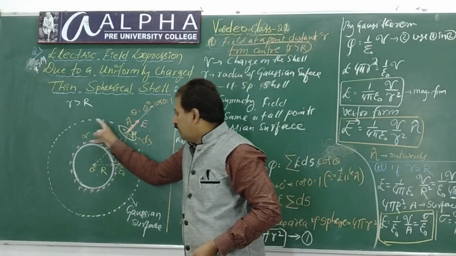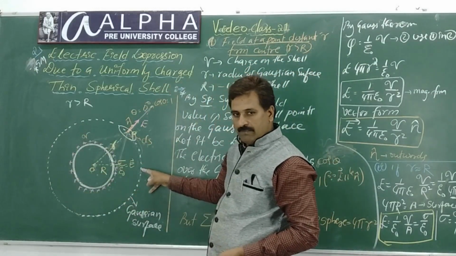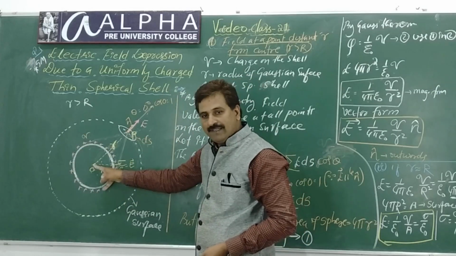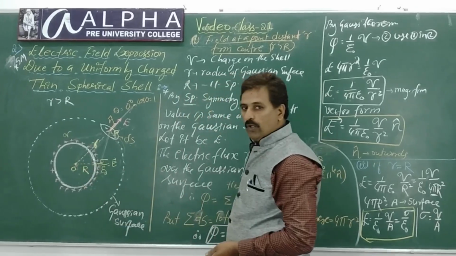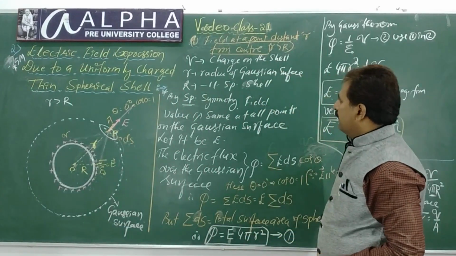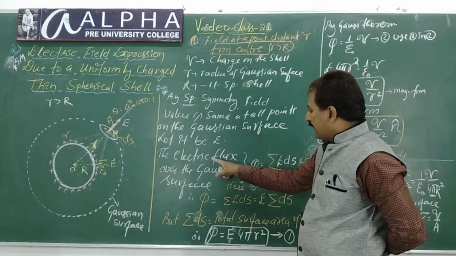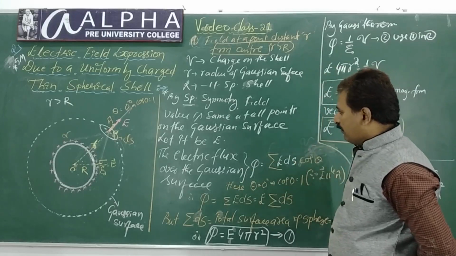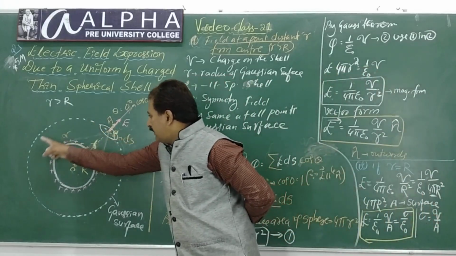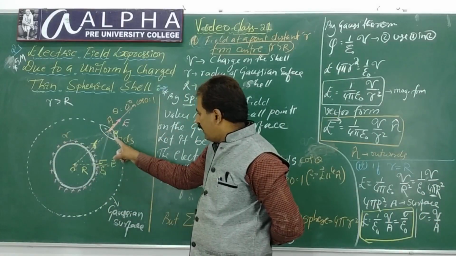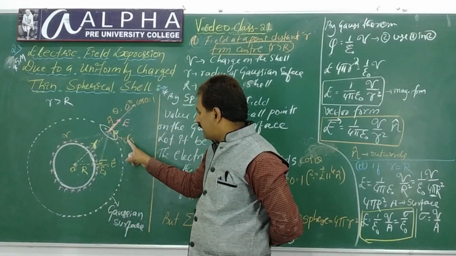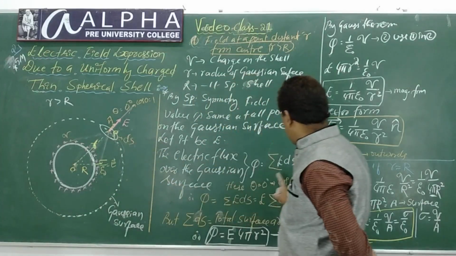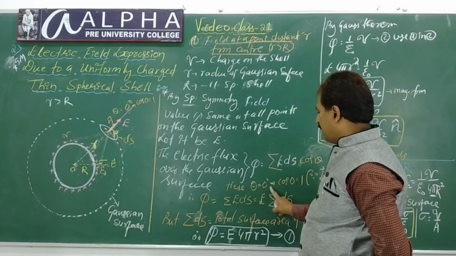You imagine a Gaussian surface which is again a sphere, having radius r, center same. Right? Now what do you do? You find the electric flux. What is flux? Flux is summation E dS cos theta. You imagine this spherical Gaussian surface to be made up of small elemental areas dS. Over each area, what is flux? E dS cos theta. What is theta here? 0, because E and n are parallel.